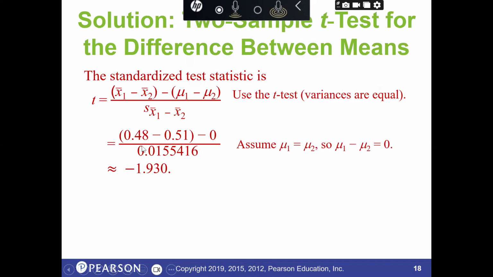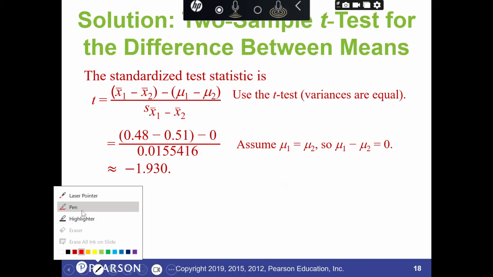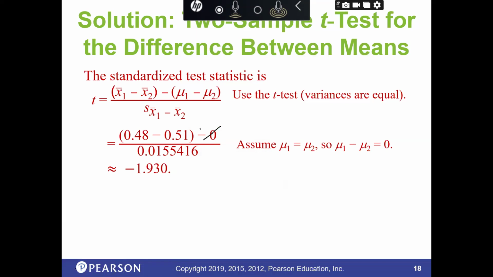So all we did on the previous slide was just to get this little piece called 0.01555416. We needed that denominator. We're pooling our variances together, and hopefully you guys got a negative 1.930 on your calculator. And again, on the calculator, forget about this little 0. It's not going to matter. Leave these in parentheses. You do need these parentheses right here still. And then divide it by, looks like 1, 2, 3, 4, 5, 6, 7 decimal places. It's a good amount to put in.